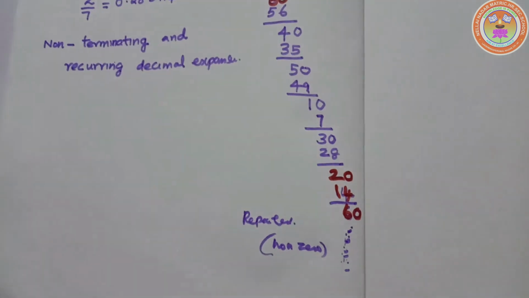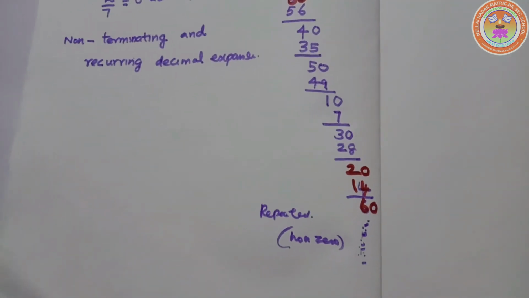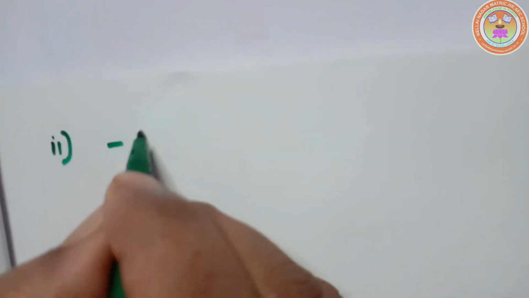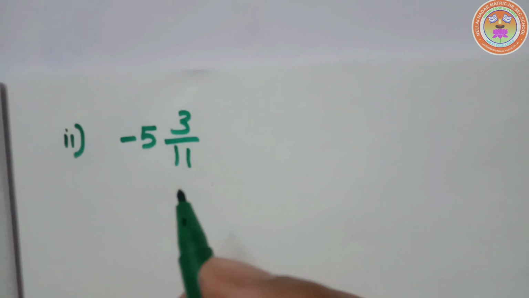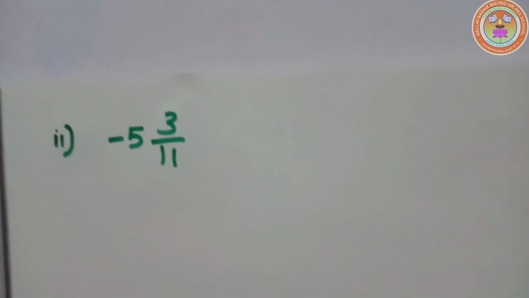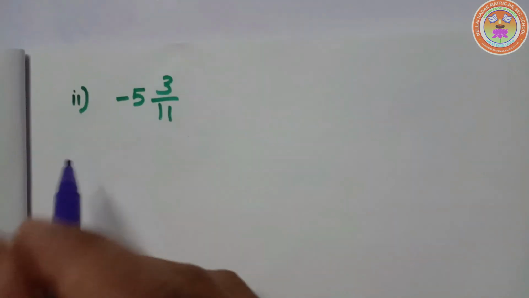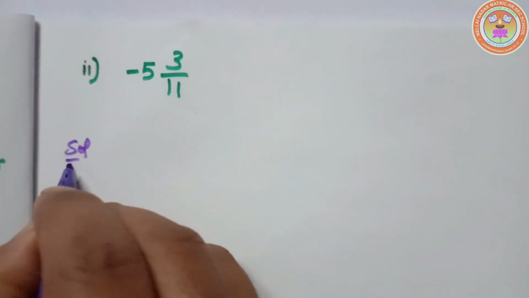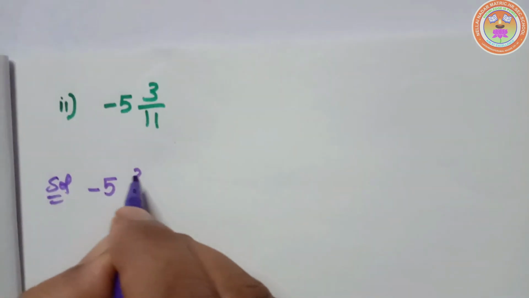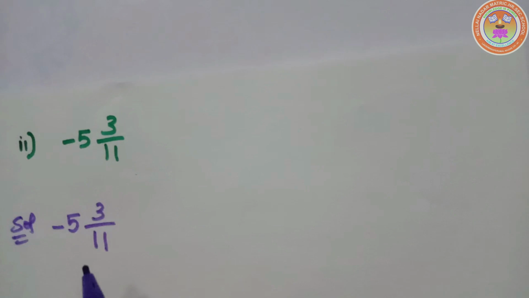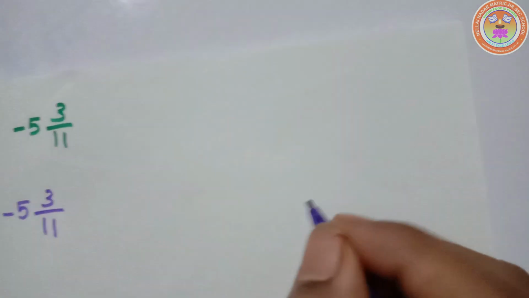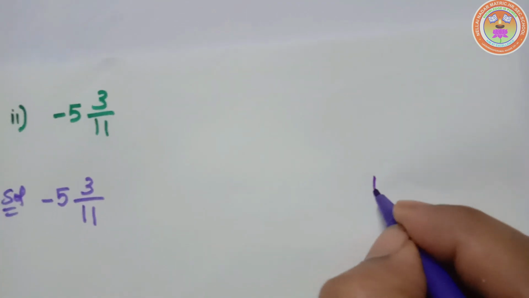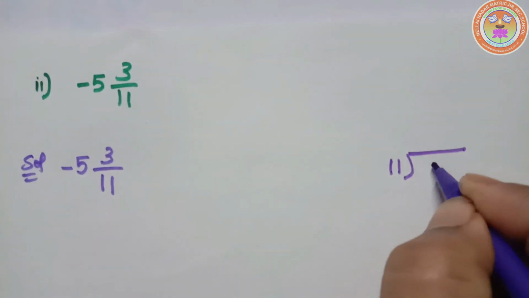We'll see second subdivision. So second subdivision is what now? Minus 5, 3 by 11. Now what you're going to do is take the solution. Minus 5, 3 divided by 11 is a mixed fraction. So you divide 3 by 11. So what you get? 11 by 3.